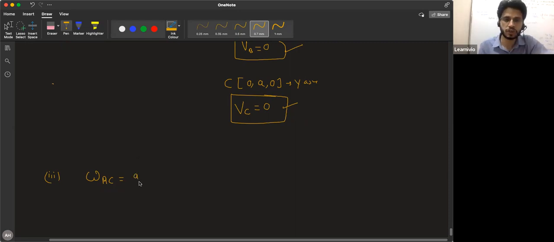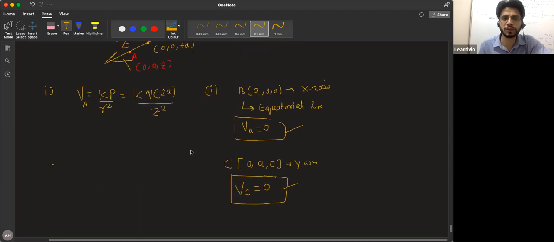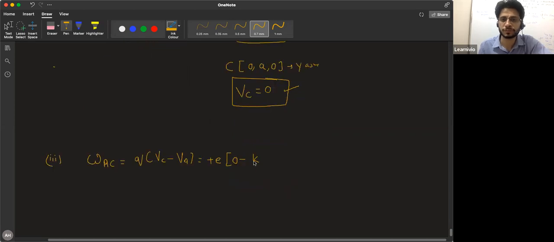Yes. The formula is charge times potential at C minus potential at A. So for a proton, the charge is plus e. Potential at C is 0. Potential at A, this is potential at A, na? kq2a by z square. So that's minus of e into kq into 2a over z square. This is work done in carrying charge from A to C.